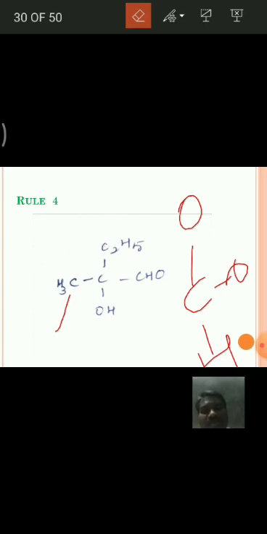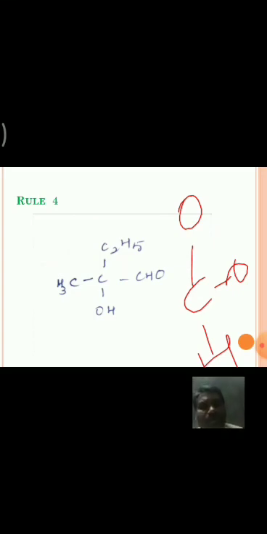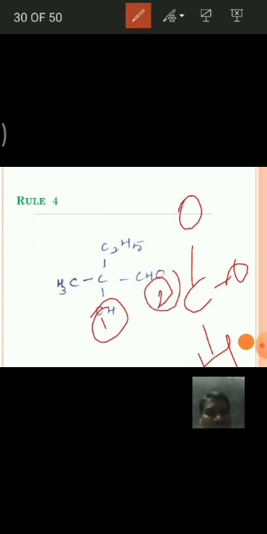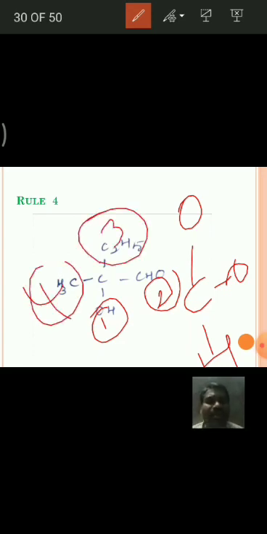see here, the OH will be given first priority, and between these three, the CHO will be given second priority because the double bond is considered as two oxygens attached. Next priority will be given to this ethyl, and next to this methyl. In this way we can assign priority to the groups attached.